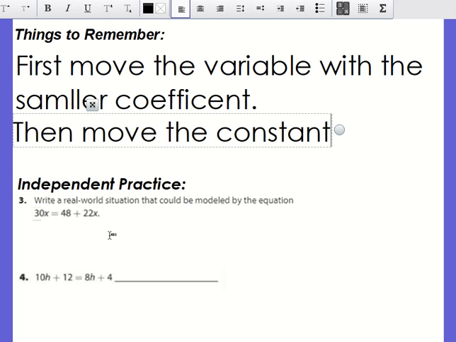Okay, so here's your independent practice. The first one says to actually write a real world situation that could be modeled by this equation. So what that means is you have to write a story problem that would make sense for this equation. So you're going to be writing something like the examples that we did in our notes. Then number 4 down below says to just solve for h. So try to write a real world situation here and then solve for h here.